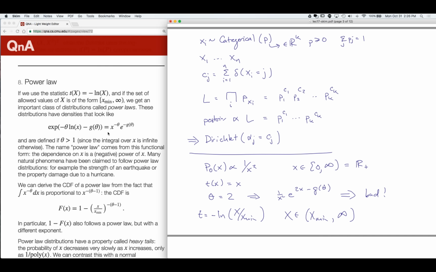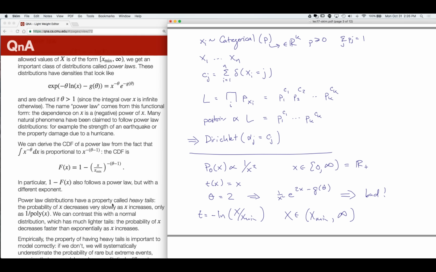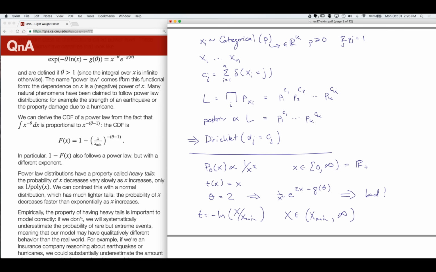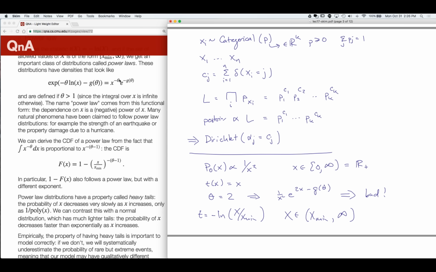the property damage due to a hurricane in, let's say, constant 1987 US dollars. You can derive the CDF of a power law by integrating. It happens to take this form. And 1 minus the CDF is also a power law, because the integral of x to the minus theta is a constant multiple of x to the minus theta plus 1.